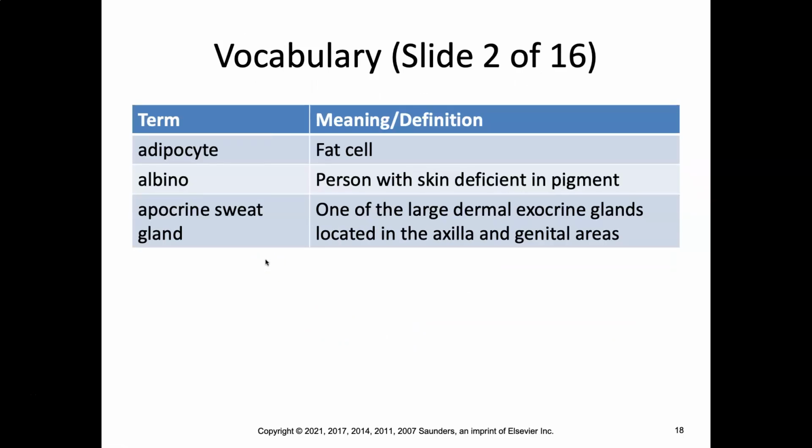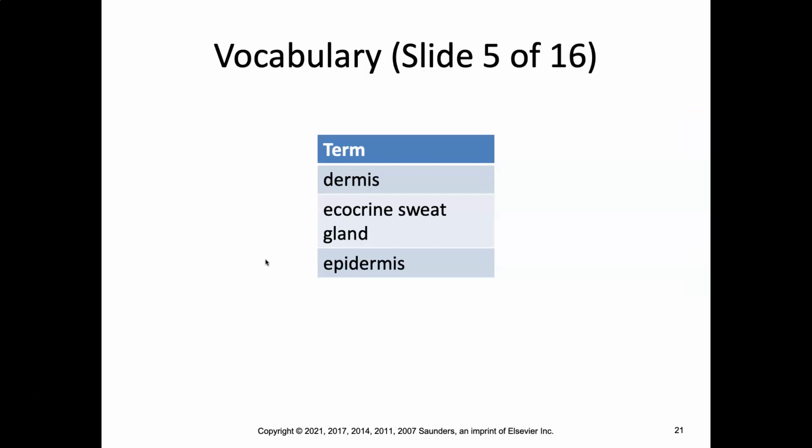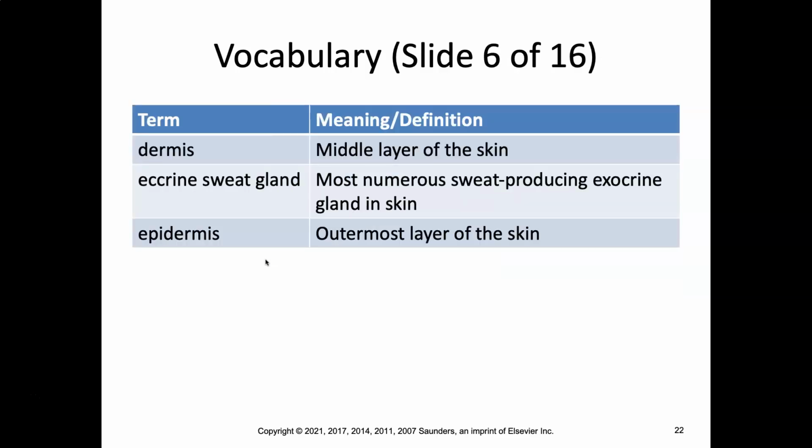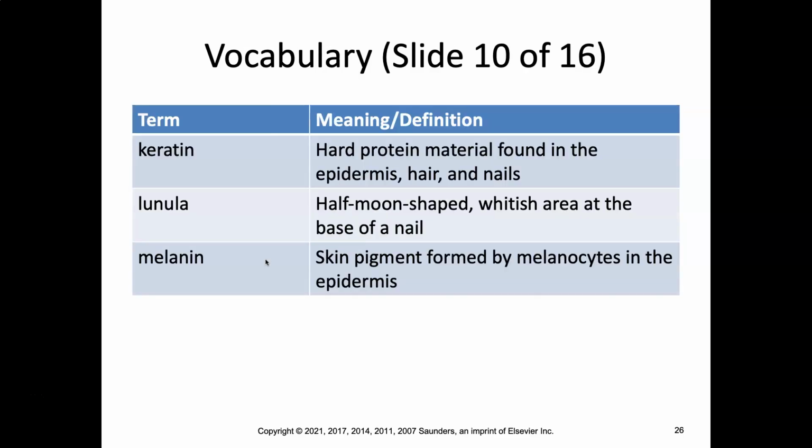On to vocabulary. We have quite a few new words this week. Adipocyte, albino, apocrine sweat gland, basal layer, collagen, cuticle, dermis, eccrine sweat gland, epidermis, epithelium, hair follicle, integumentary system, keratin, lunula, melanin.